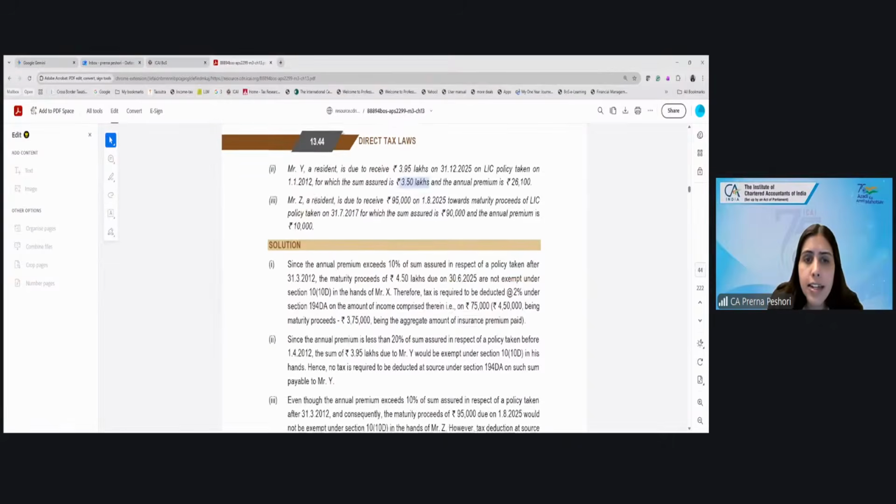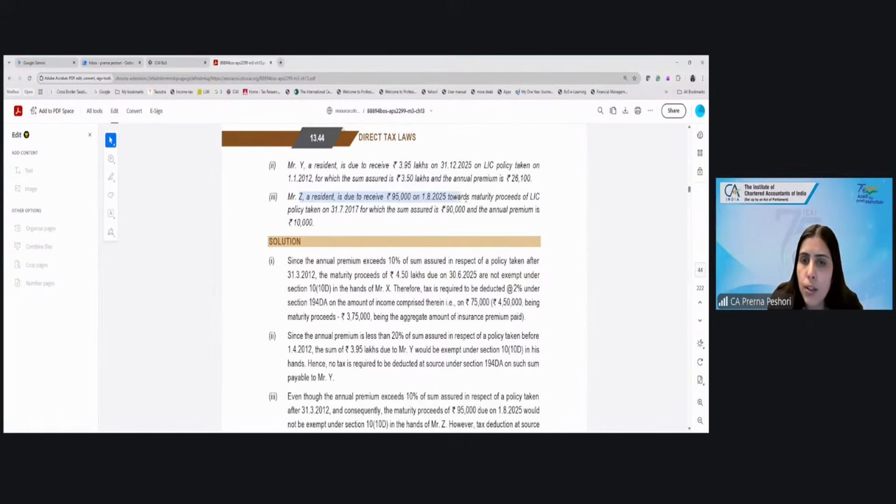Last one, Mr. Z, a resident, is due to receive 95,000 on 1/8/2025 towards maturity proceeds of LIC taken on 31/7/2017, for which the sum assured is 90,000 and annual premium is 10,000. Now again, this is after 31st March 2012, and the annual premium is more than 10% of the sum assured. Right? So in that particular case, what is my maturity proceeds? 95,000. Now this is less than 1 lakh. So therefore, there will not be any TDS in this particular case.